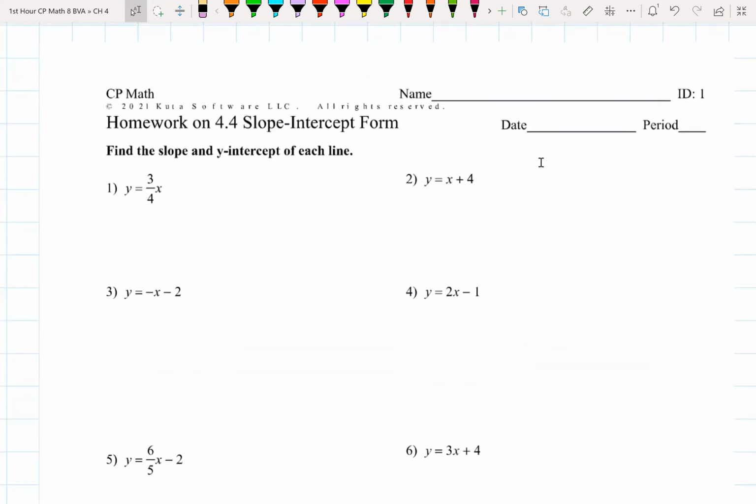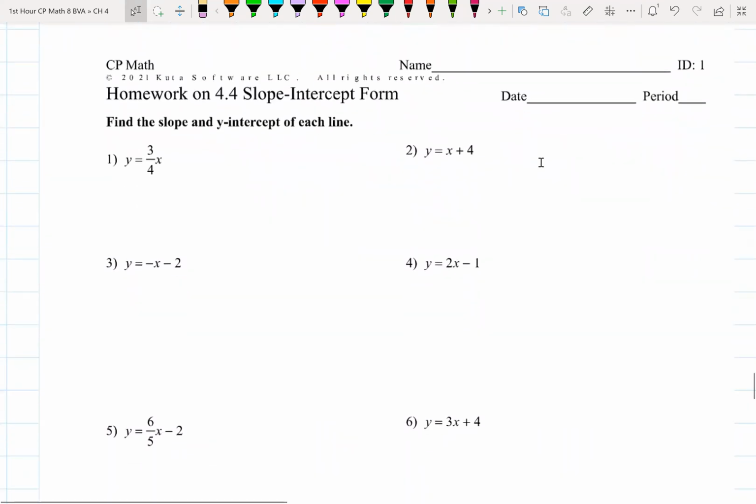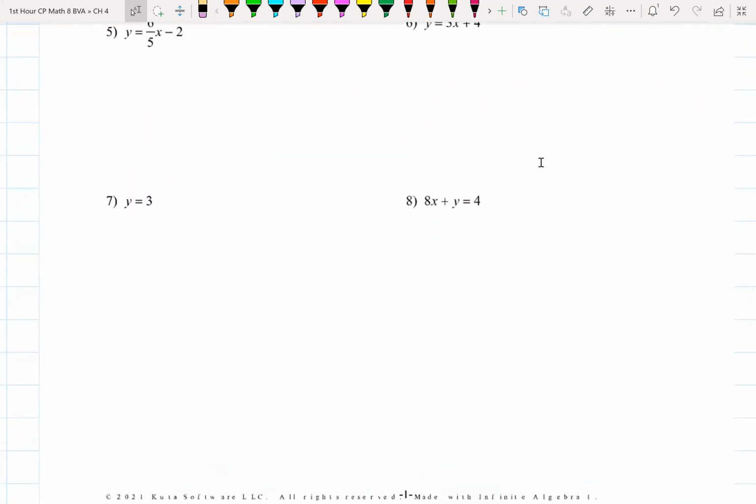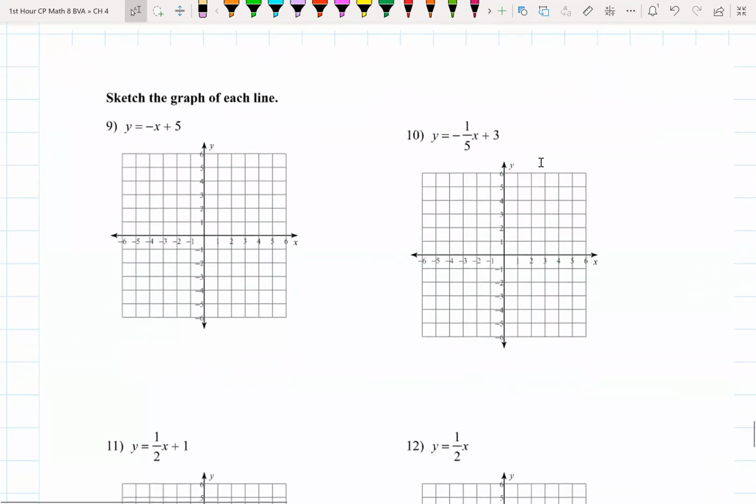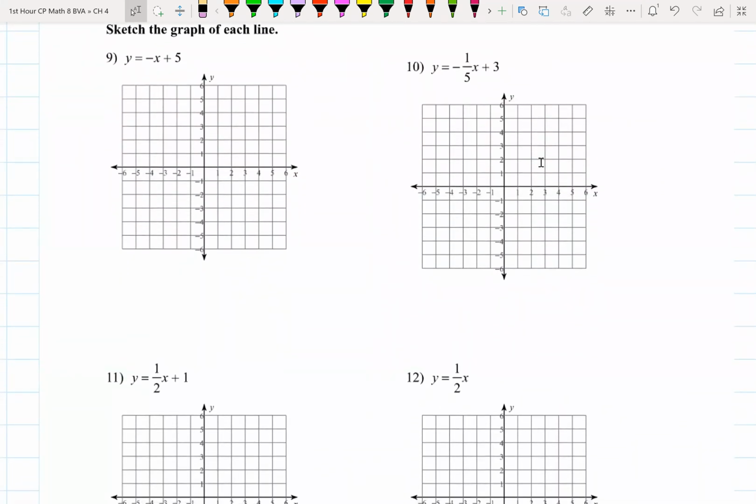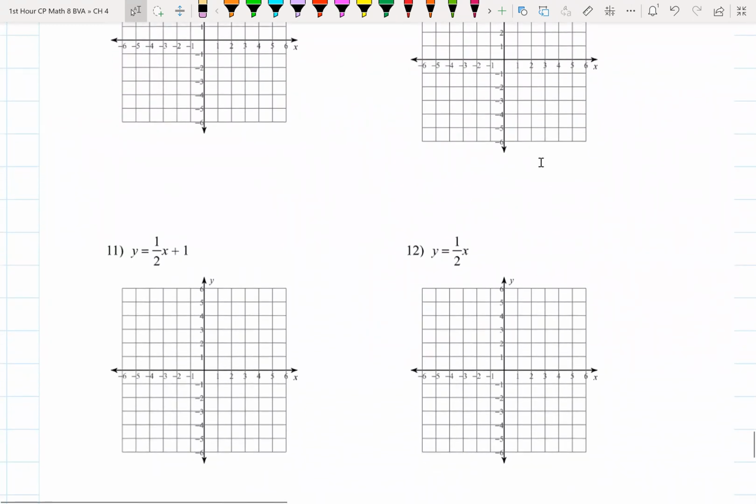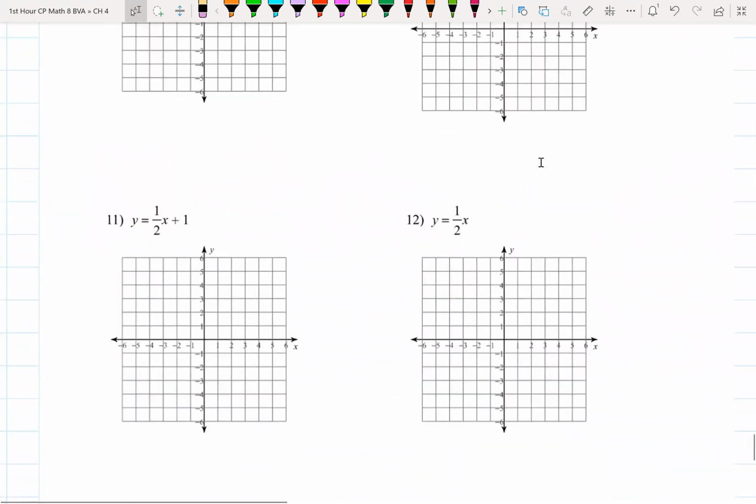And it's going to be practice doing those targets, identifying the slope and y-intercept, with the occasional equation like number 8 not in slope-intercept form. So you'll have to rearrange number 8. And then the rest, or the second half, will be graphing equations. So use your slope and y-intercept to graph. You do not make a table.